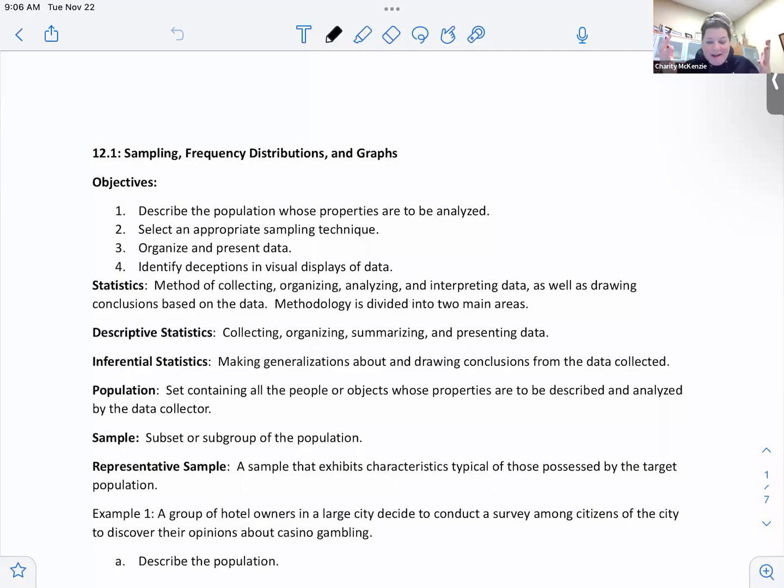So for 12.1, it's going to be statistics. Some of you are going to take stats next, and I want to make sure you've got a little bit of an idea of what's coming, because the first part of stats goes kind of fast. All right, so look at this. We are looking at sampling, like how do you collect your sample, frequency distributions. That's going to be like how often a number shows up in your data set, and graphs.